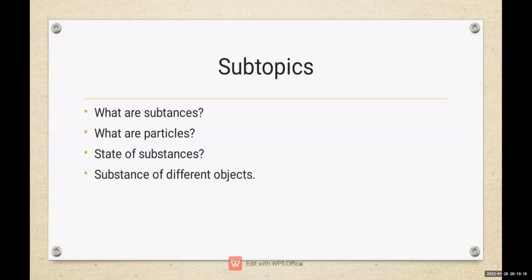Yes, three states. Which are they, beta? Name them. Name the substance. Come on. Let me know the answer. Three are there. But which are they? Three. Come on. Solid, liquid, and gases. Very good, Manasvi. Okay, good. Solid, liquid, and gases. Okay, good. Substance of different objects.